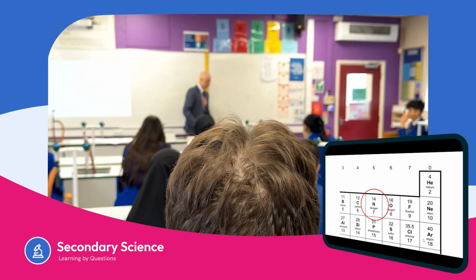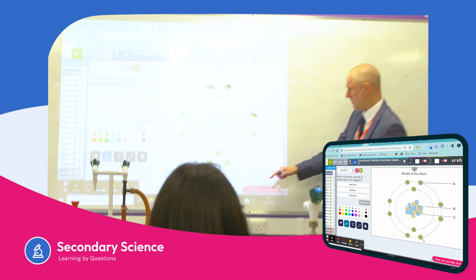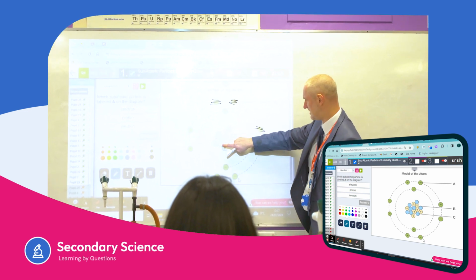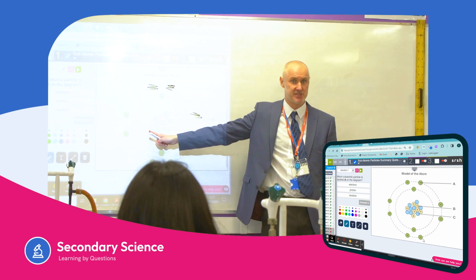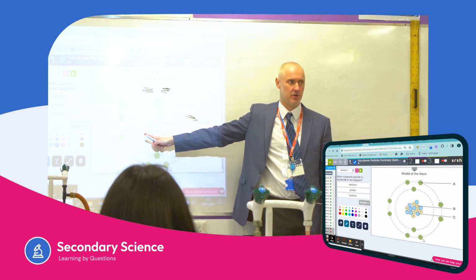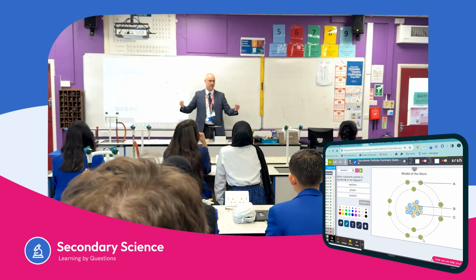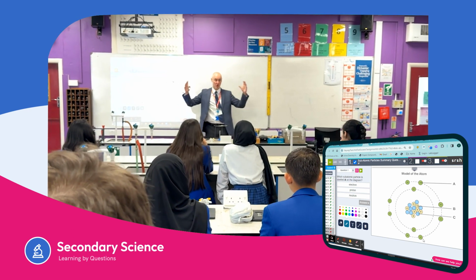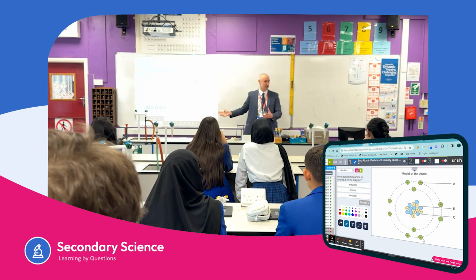But let's have a look at our atom of nitrogen. 1, 2, 3, 4, 5, 6, 7, 8. Is that a mistake? No. Why is that not a mistake? It's the big word for the lesson. It's an isotope.